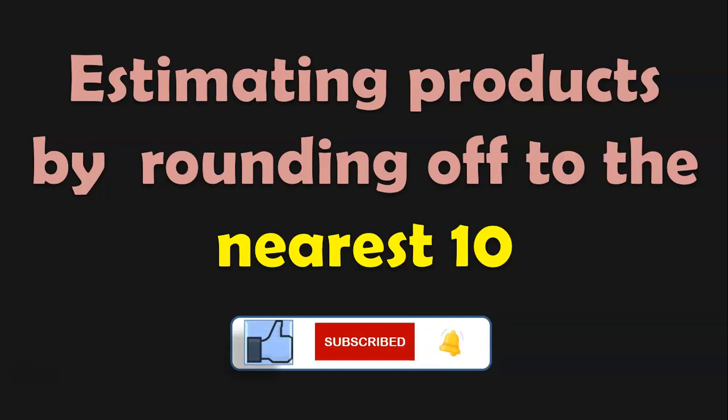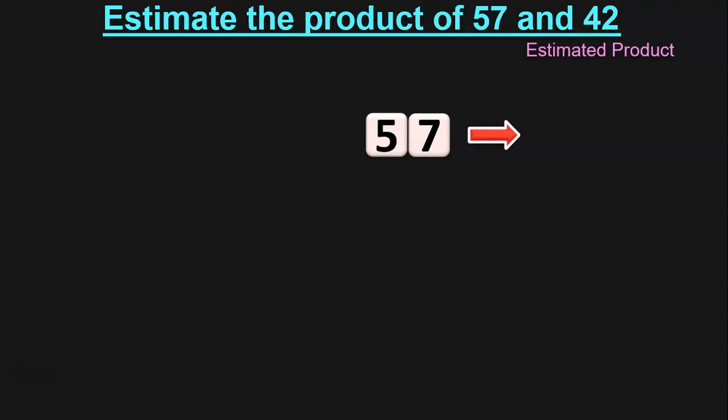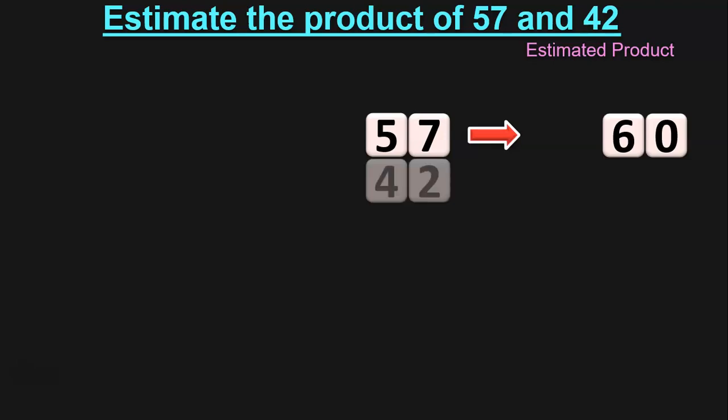The first type of problems that we are going to see is estimating products by rounding off to the nearest 10. Estimate the product of 57 and 42. First, we are going to find out the estimated product. We are going to round off the numbers to the nearest 10. 57, when you round it off to the nearest 10, will be 60 because 57 is above the midway 55. So you round it off to the upper limit 60.